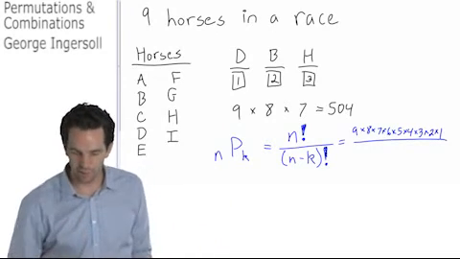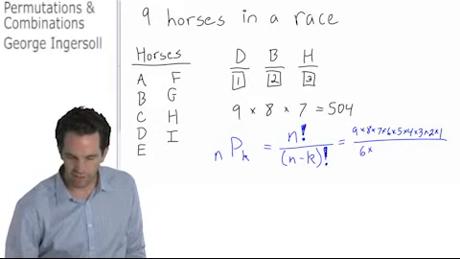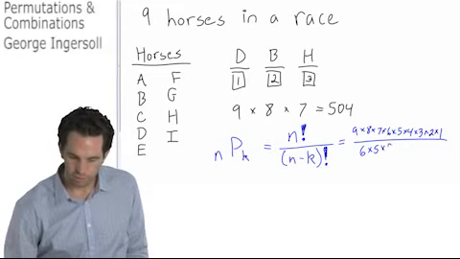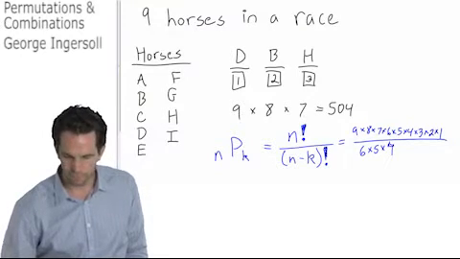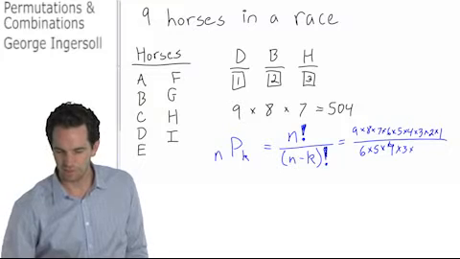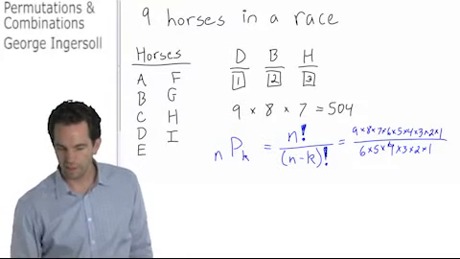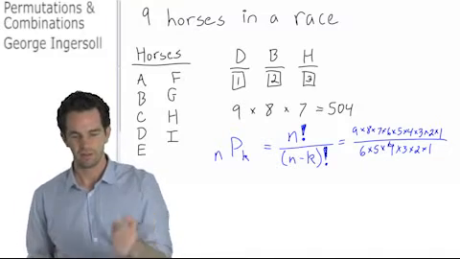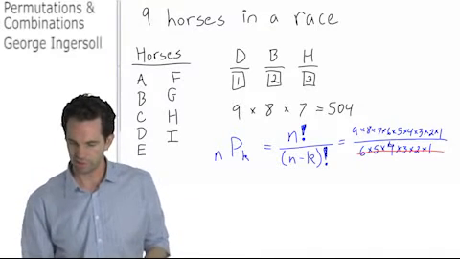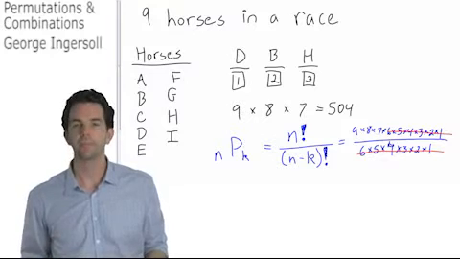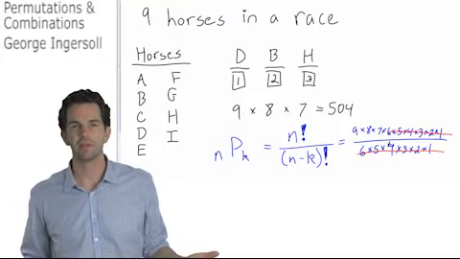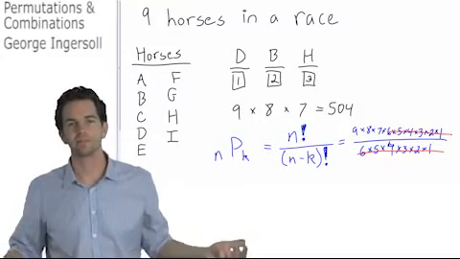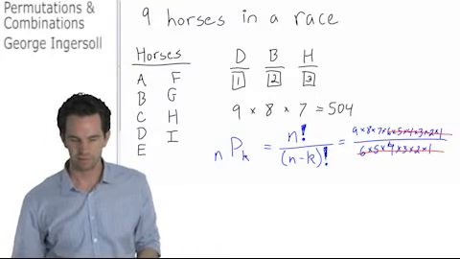So 6 factorial is going to be 6 times 5 times 4. Ooh, that's not going to be a 4. Close enough. Times 3 times 2 times 1. And now you can just cancel things out. I feel like using a wide range of colors here today. Right? Those parts cancel each other out, and we're left with 9 times 8 times 7 equals 504.